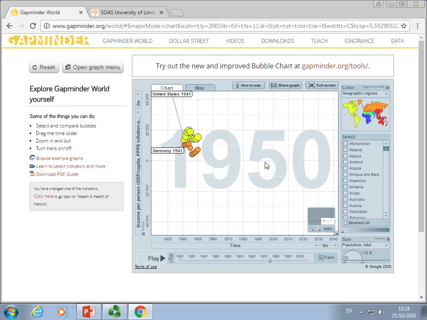Look what's happening right at the start, right after World War II. The income per capita of the United States is 15,000, Germany 7,000, half of that. Let's go forward. In just 5 years, the income per capita of Germany goes back to their pre-war level. Yep, 11,000. So they managed to reconstruct their country in 5 years.